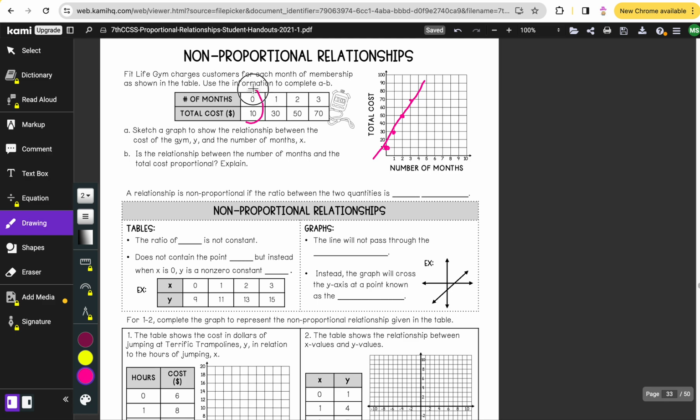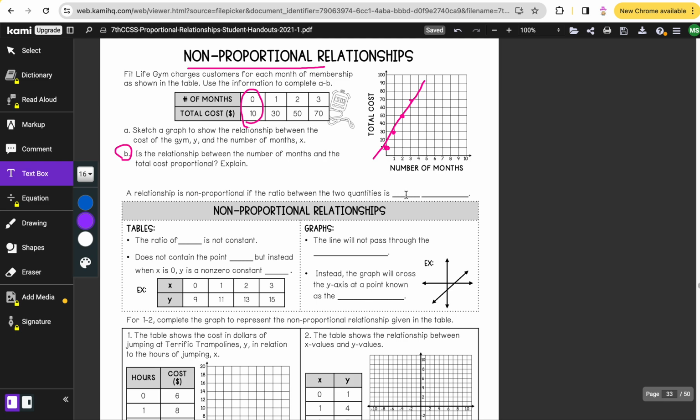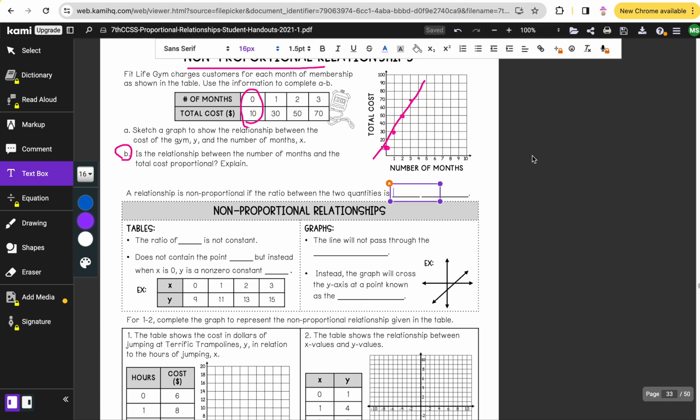If we have a table and we have 0 in our table, we should see 0 and only 0 matching up. If it's not matching 0, 0, it is definitely not proportional. So that's what you can answer here in part B. No, it is not proportional. A relationship is non-proportional if the ratio between the two quantities is not constant. So if we were to divide these points, we would not get the same number, right?